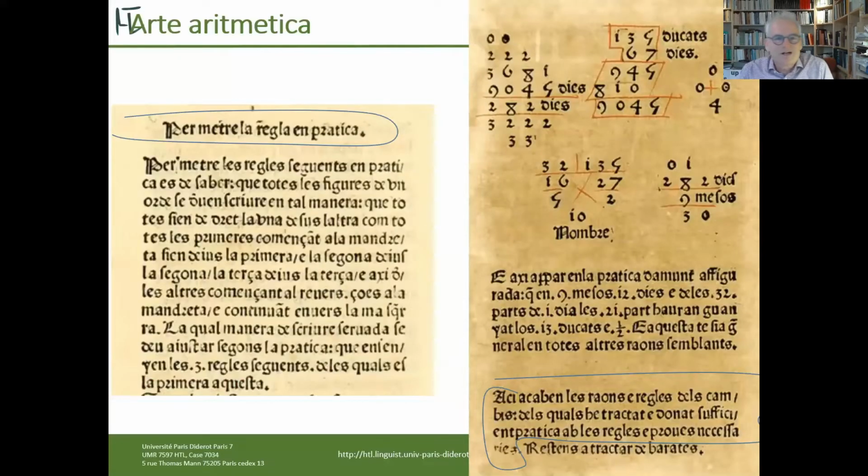And just another example, it is one of the earliest printed texts in Catalan, the Arte aritmética, how to count, and then you find actually the same, permettre la regla en practica, and I'm not going to read the whole text, but on the second page you find aquí acaben las raons e regles des cambres des quals de tractar e donat sufficient a practica. So you have a practical, and here until here the rules, and then you must go to practice what you have learned. And that's actually as teaching still can work today. You give the rules or the theory, and then you have the practical parts of the story.